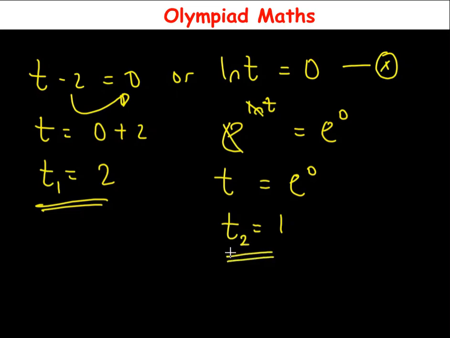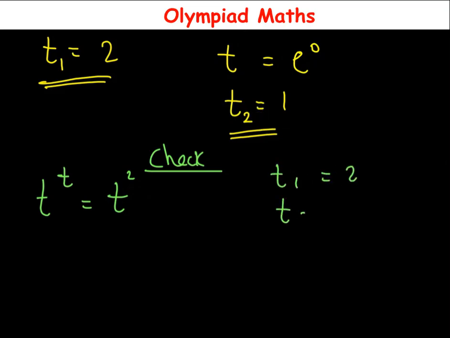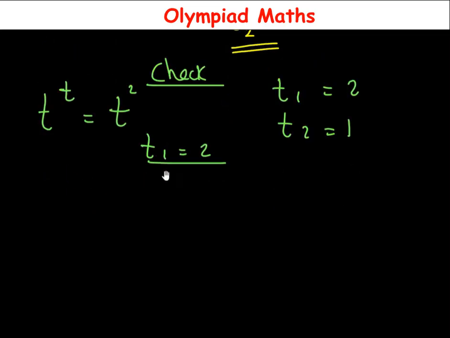But let us confirm if the values of t that we've got, 2 and 1, are the actual values that will satisfy the given equation. So let us check. The equation is t raised to power t is equal to t raised to power 2. And the value of t1 is 2, and the value of t2 is equal to 1. So for the first one, the value of t1, which is 2, when t equals 2, then t is now 2 equals t is 2, then power of 2. From here, 2 power of 2 is 4, which equals 4. So that means that the value of t as 2 is the correct solution.